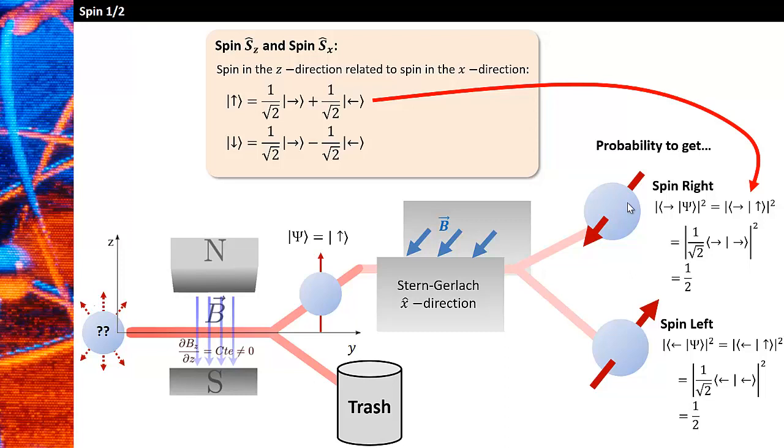Ultimately, this is based on experiment, so you do the experiment, you see that you get 50% probability for spin right and spin left. And then you infer that spin up must be a 50-50 mixture of right and left. That's how we came up with that mixture up above.